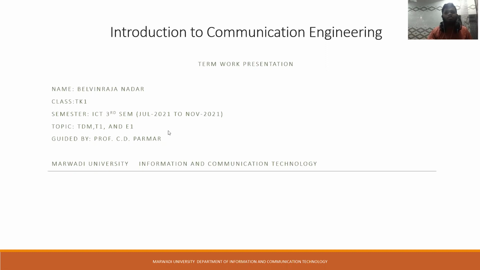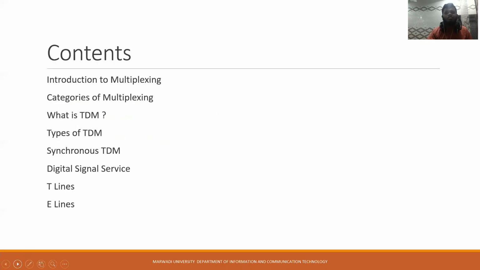The contents of the presentation are: first, we'll see the introduction to multiplexing. Then we'll see the categories of multiplexing. What is TDM? TDM stands for time division multiplexing. Types of time division multiplexing. Then we'll see what is synchronous time division multiplexing in detail. Then we'll see the digital signal service, T lines and E lines.